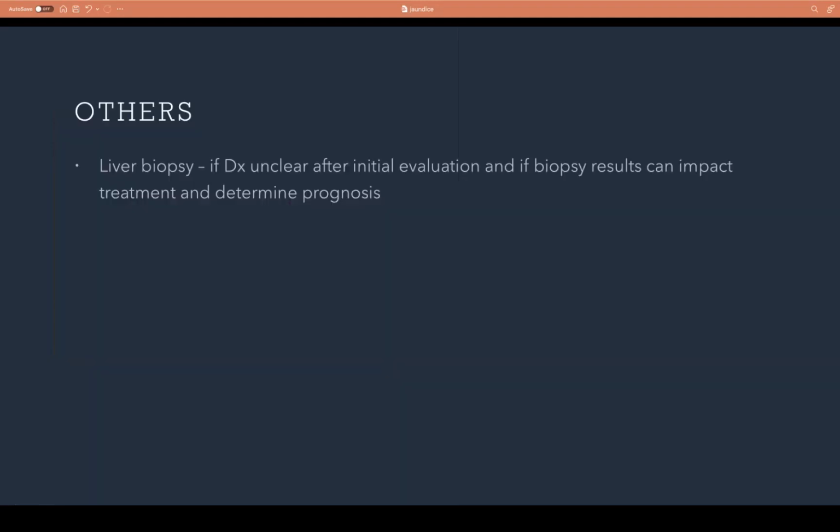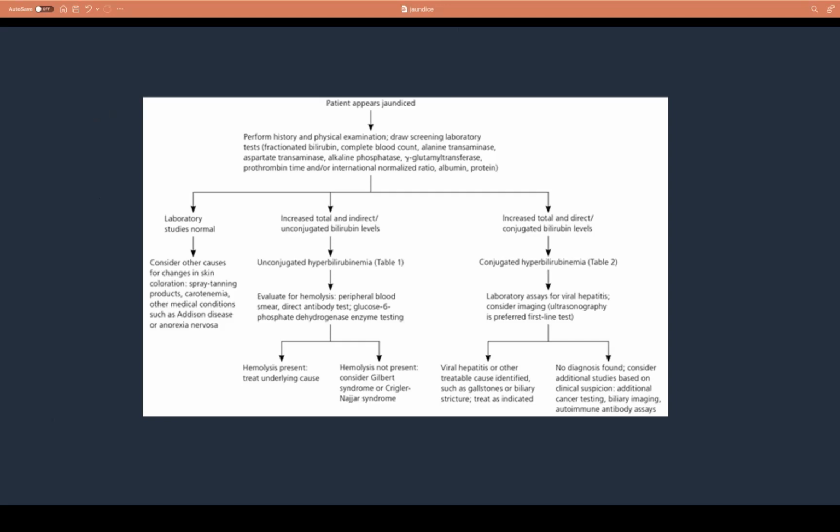So if all the initial investigations are unclear, and if a biopsy can make a difference in terms of treating it and determining prognosis, then it should definitely be considered.